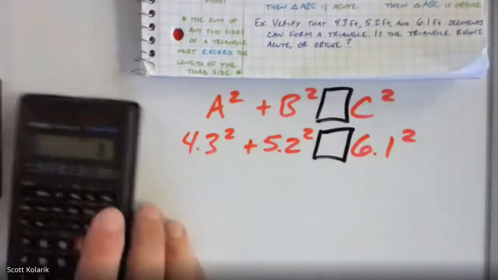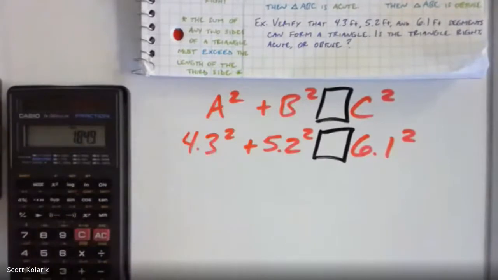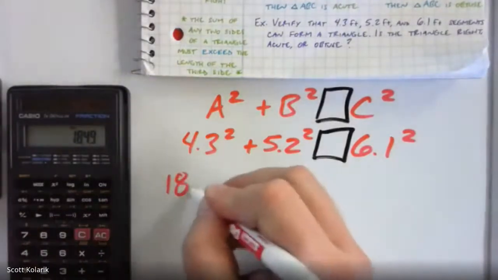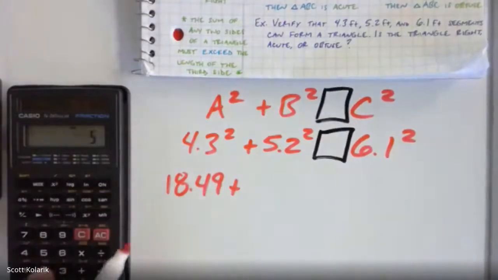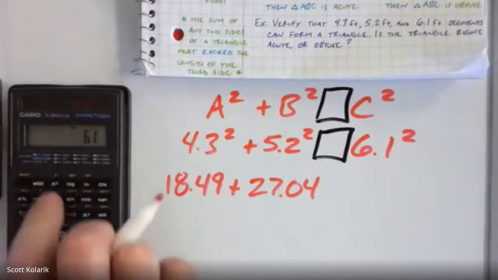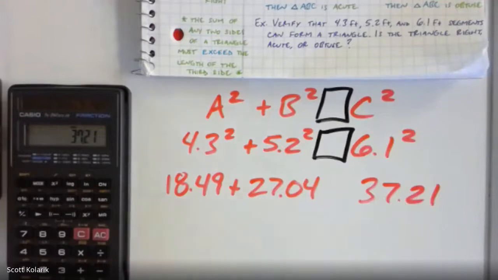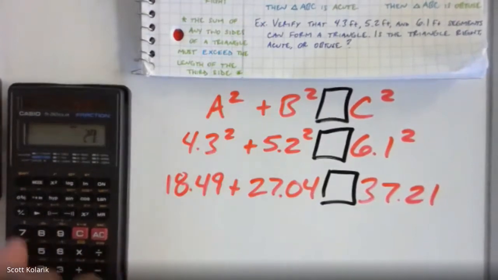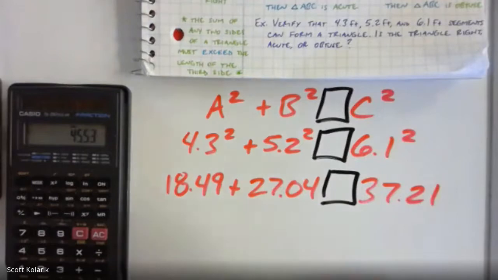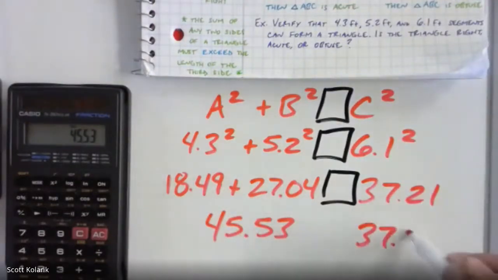4.3 squared, or 4.3 times 4.3, gives me the following. 4.3 squared gives me 18.49. 5.2 squared gives me 27.04. And finally, 6.1 squared gives me 37.21. And again, I'm just comparing: are these equal, greater than, less than? Let's find out. Well, I can combine these two. So 18.49 plus 27.04 gives me 45.53. And the C squared was still 37.21.